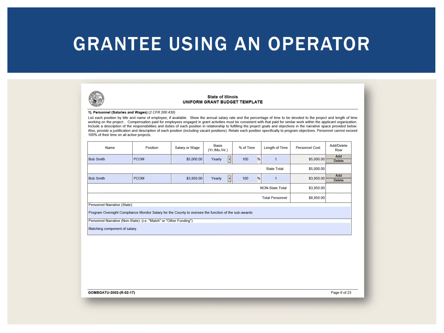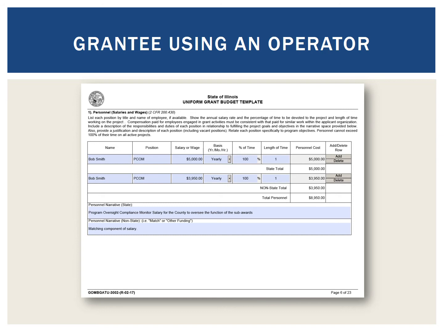Moving into the details of the uniform budget. On the Personnel, Salary and Wages page, the grantee should enter only the information of individuals who work for the grantee directly. In the given example, PCOM Bob Smith is listed as the employee. The position is listed as PCOM. Bob's annual salary is displayed along with 100% of his time being shown and the length of time being 1. The personnel cost of $5,000 has been provided, which matches the information provided on Section A of the Uniform Budget.